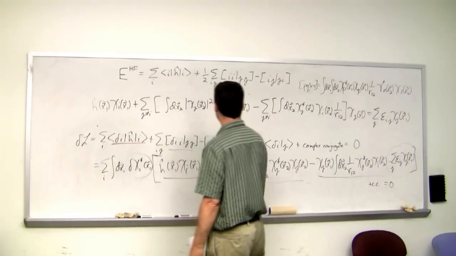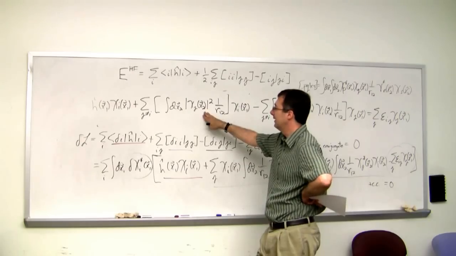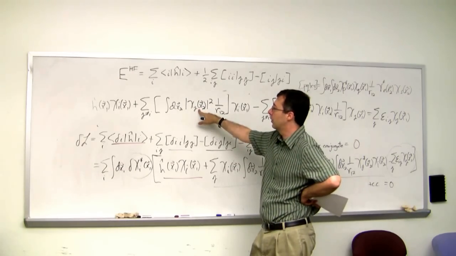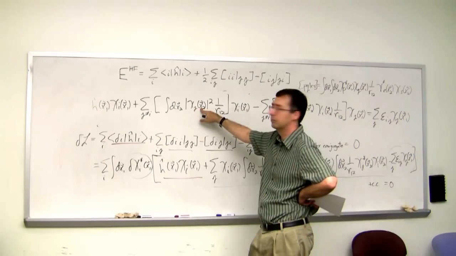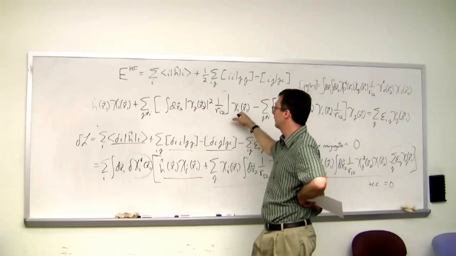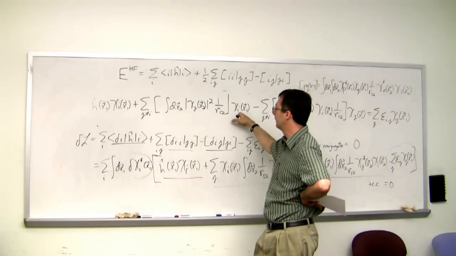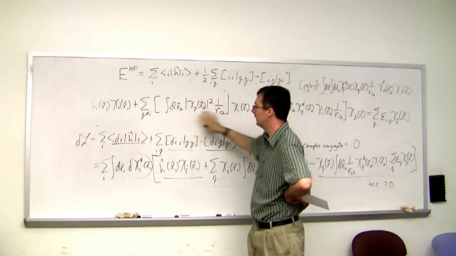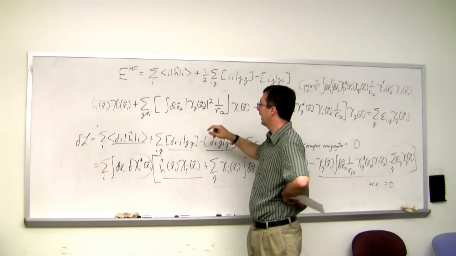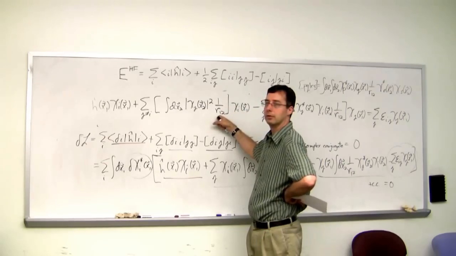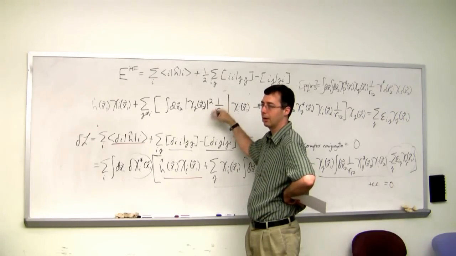Let's talk about this piece. What is this? Well, this is the probability that electron 2 in orbital j is at some position x2. And if it were there, then electron 1 in orbital i might feel some potential generated by this. And what potential does it feel? Well, it feels 1 over R12, the distance between them. And again, I'm in atomic units, otherwise I'd have e squared over 4 pi epsilon naught.